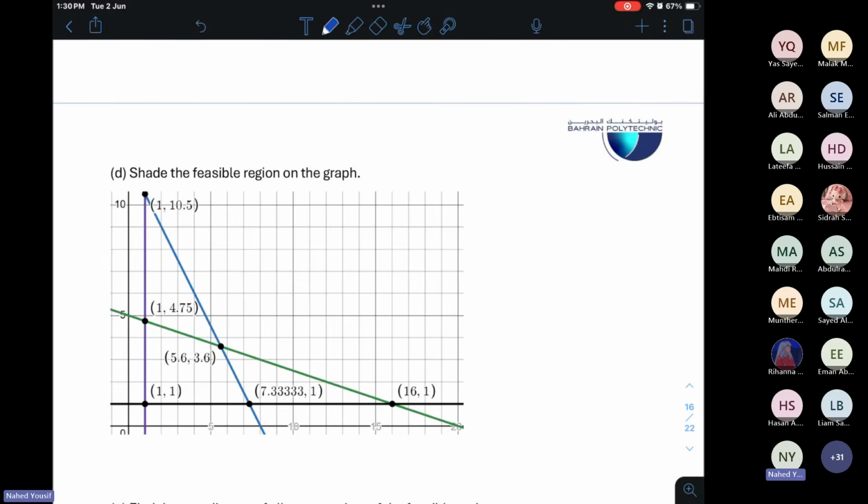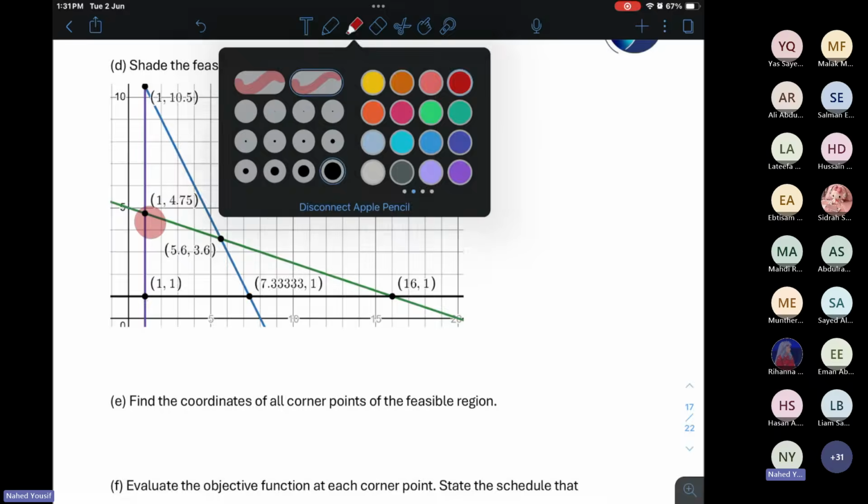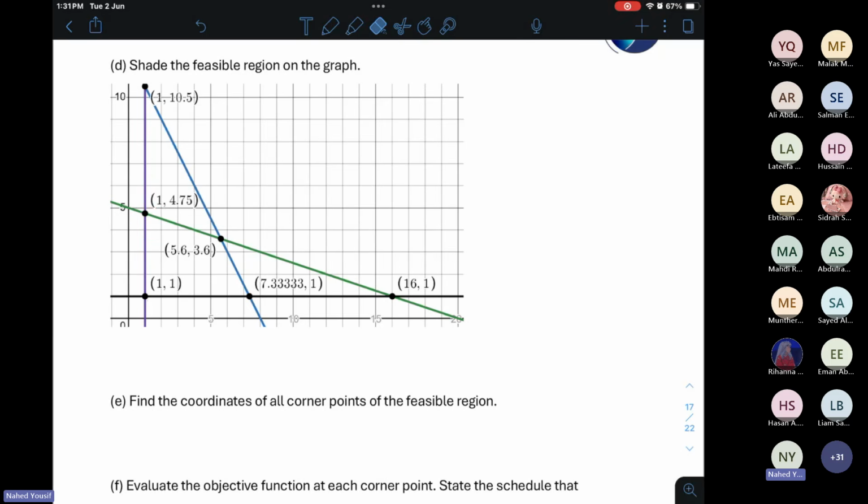What remains for us now? We have the graph already there, and they want us to shade the feasible region. The feasible region should be the area satisfying all these constraints, so it will be this area. We have to shade it correctly in your exam because most of you didn't do it correctly in your project. Not all of you got it correctly. So this will be the shaded area. This is the feasible region. Okay, did you see it? This is it.